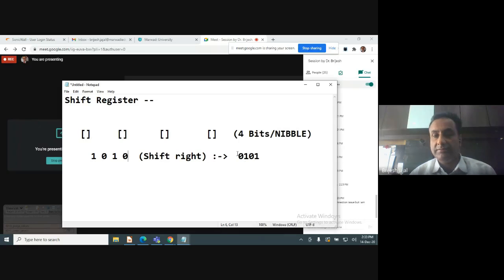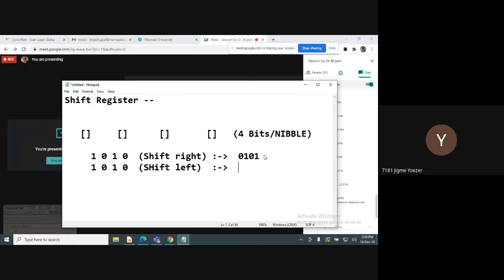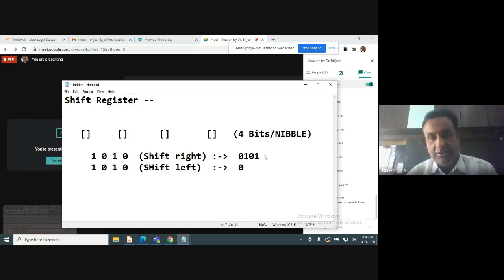You all agree with this? If I shift right, yes. Similarly, if I have the same number, say 1010, if I shift on left, what will it become? 0100. Shift on left side, right? So see, 1010 is already there, and I'm shifting on left side, one more time like this, so it becomes 0100. Got it?